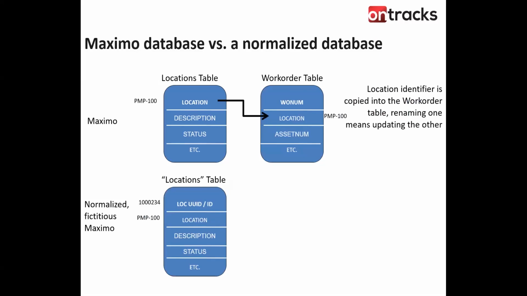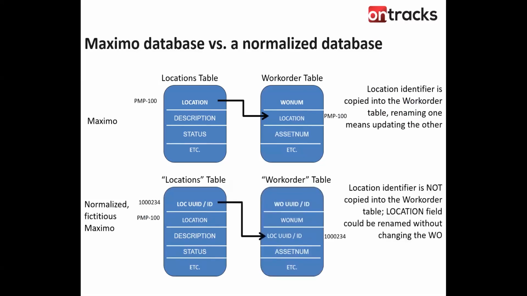So if we have a fictitious example, this is not how Maximo works, but just to illustrate: if Maximo was set up differently and there was a locations table where the location name was just a field and the location itself was identified by some numeric number, and more importantly, if I use that location on the work order, instead of copying the location name, it would only copy in the location identifier, then we would be free to rename that location at any point from PMP-100 to anything else, and we wouldn't have to go back to the work order and update that.